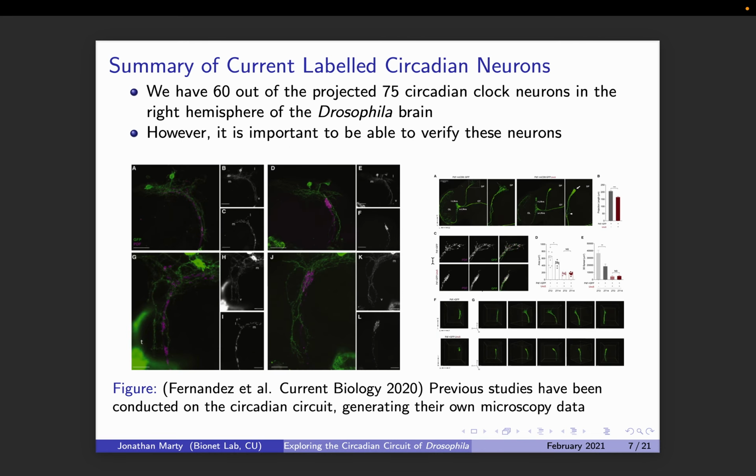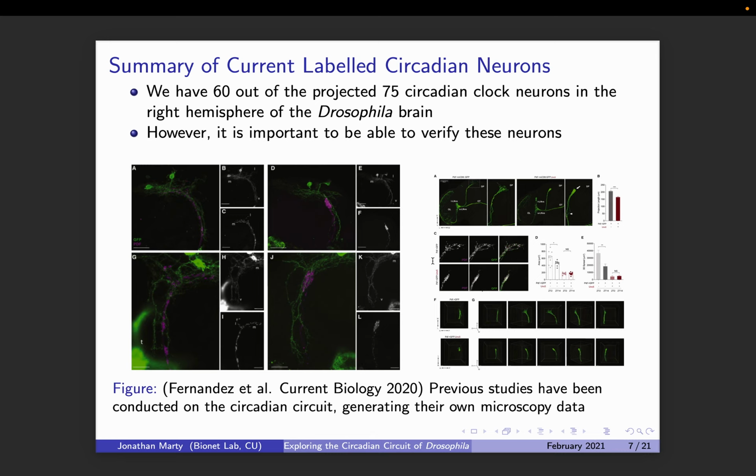And so, excluding the missing neurons, we have about 60 of the projected 75 circadian clock neurons that should exist in just the right hemisphere of the Drosophila brain. If you include the left hemisphere, it would be 150. So just the right hemisphere is 75.